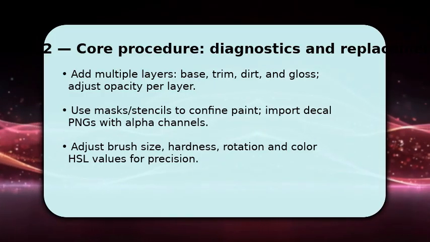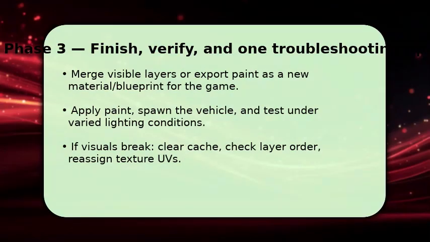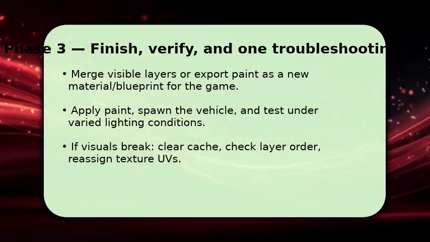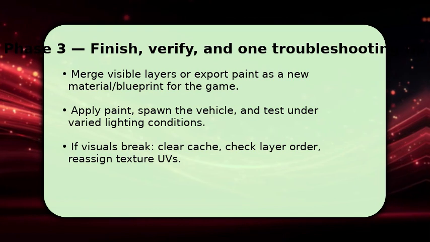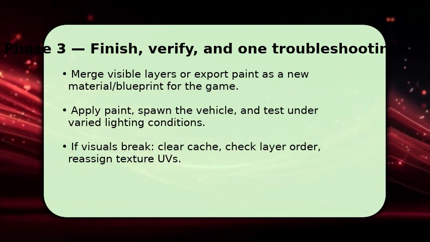Save iterations as you finish by merging or exporting the paint into a material or blueprint, then apply it and spawn the vehicle to inspect results. Test under different lighting and camera angles to confirm gloss and wear read correctly. Make sure reflections and normal maps align.